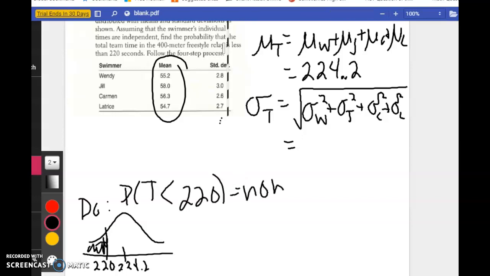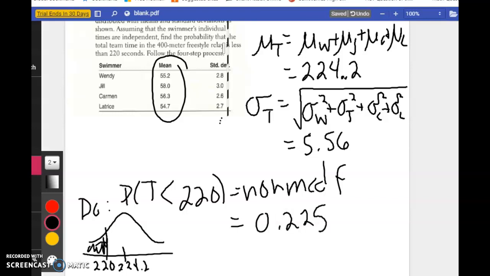Again, it's just a norm CDF now. Your lower bound now is negative infinity. Your upper bound is the 220, the right side of the shading. The mean is the 224 from the plan. The standard deviation, put it back here, was 5.56. And if you do that in the calculator, you get 0.225 as the probability that the team beats the 220 second time, or 22.5% of the time they swim under 220 seconds.